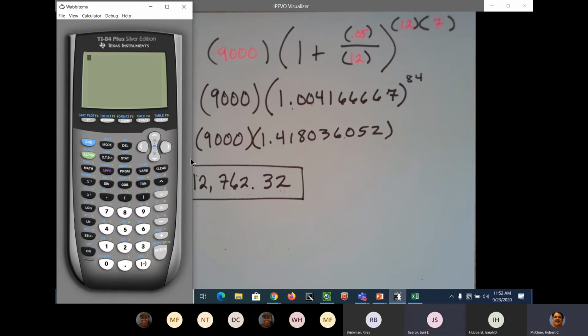So if you take 1.004166667, raise that to the 84th power, and we get 1.41803. So that's what happened to the 84. Okay, thank you.